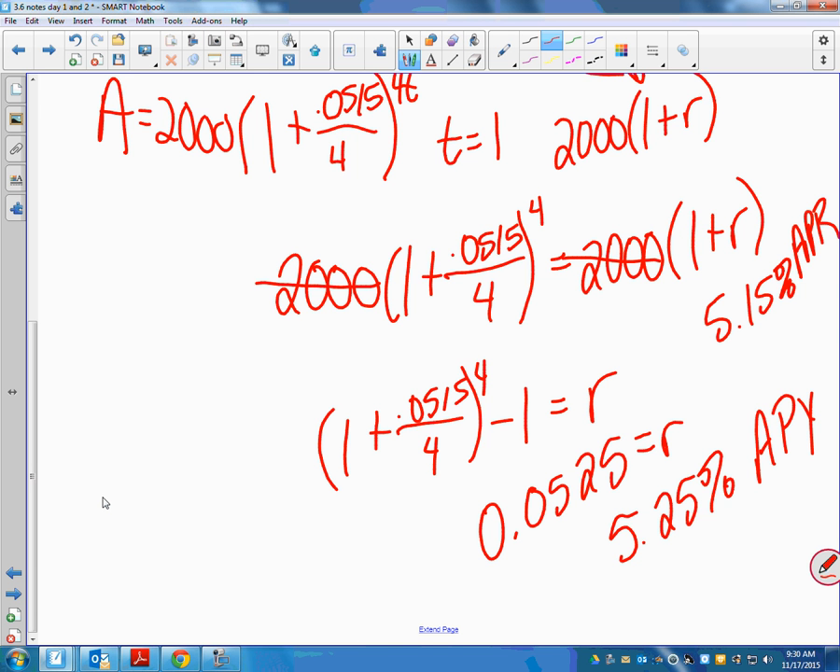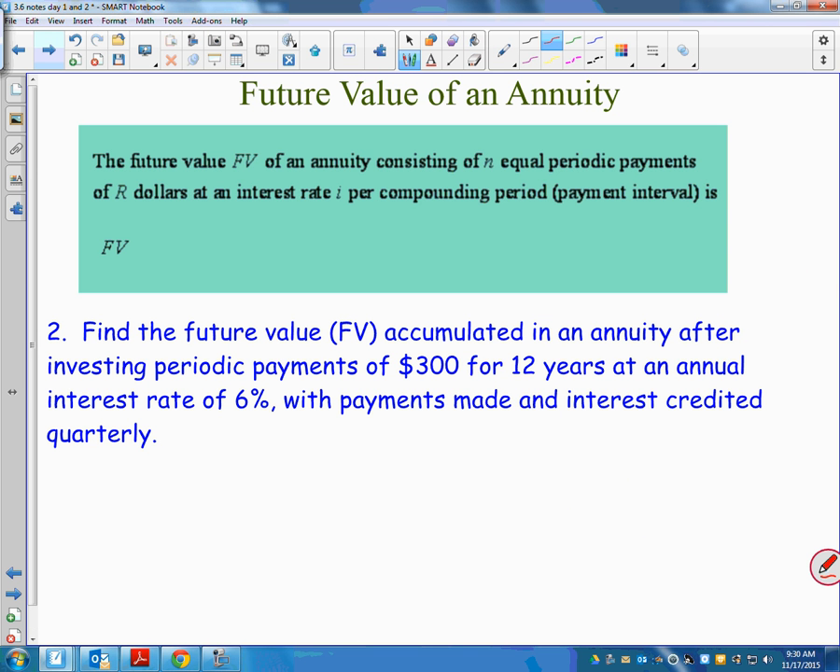Here's the big thing, okay? Here's the two other big formulas that you can do. Future value of an annuity. If you are investing money, okay? So this is like investing money periodically. Yesterday, we said, if you have like $8,000, you put it in something and you didn't touch it for 8 years, how much money would that have?